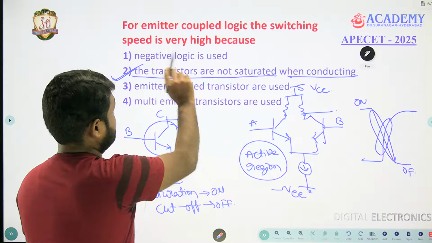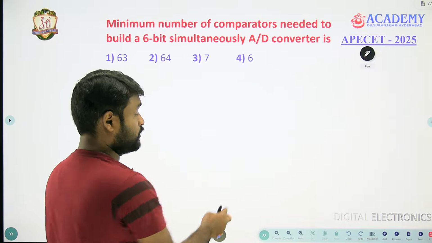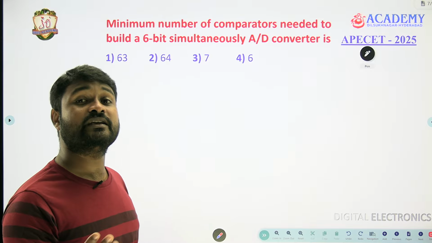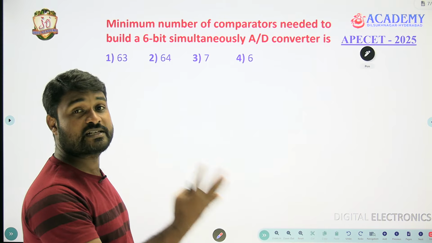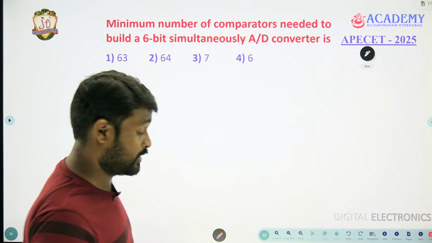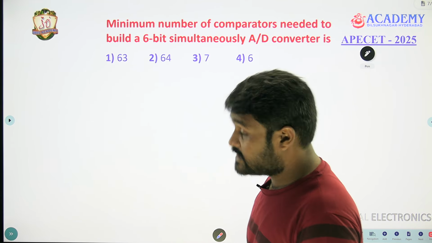If you know this much, you can answer. Now you can solve TTL also, ECL also. If this question arises again, it will be very easy for you, and you know what is best in ECL and what is not best in TTL. Both are from the same family, TTL and ECL. We will see the next question.